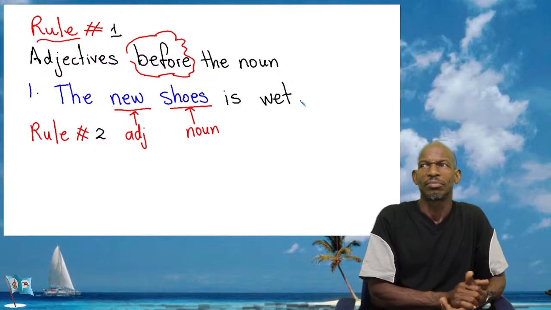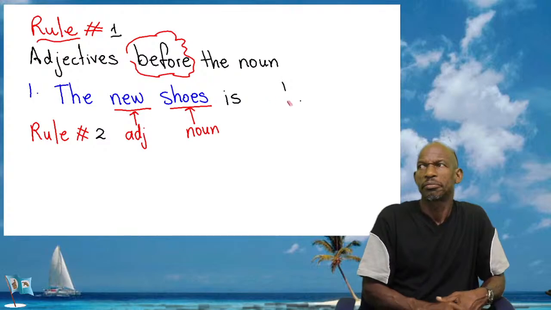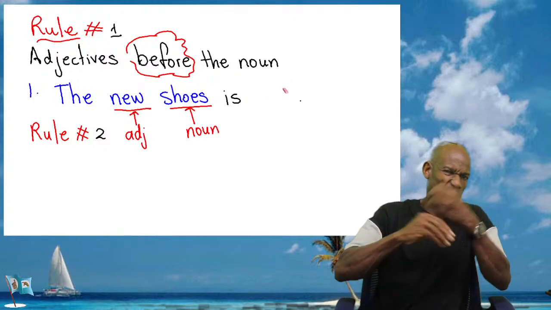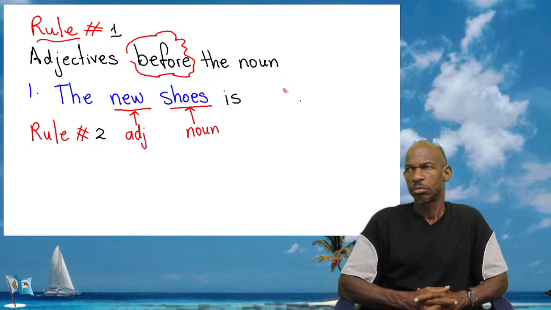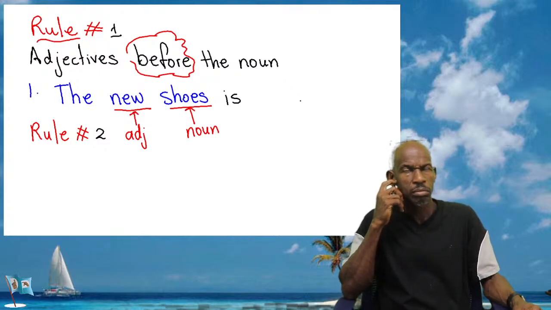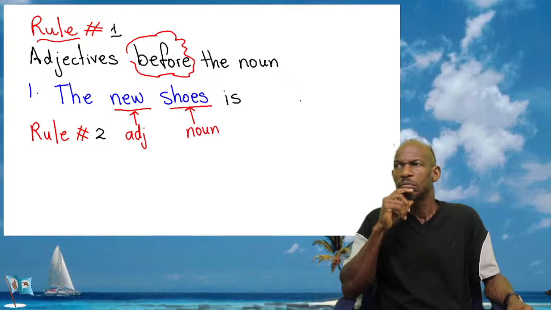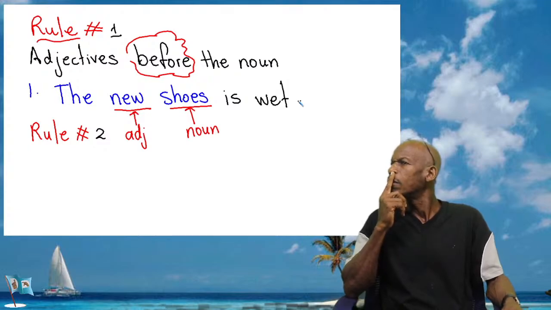All right, and I want to take out this adjective here. I don't have to use an adjective. I can say the new shoes is on the floor. That's another part of speech. But let us leave the adjective for now. The new shoes is wet. But I can even write something again.